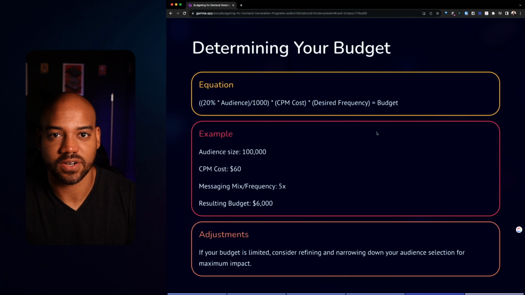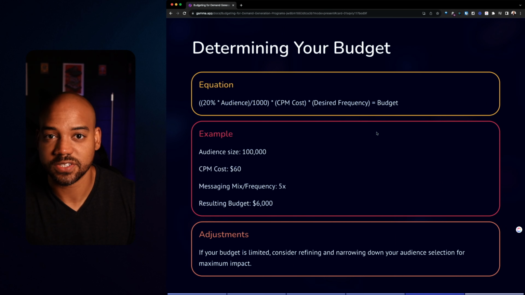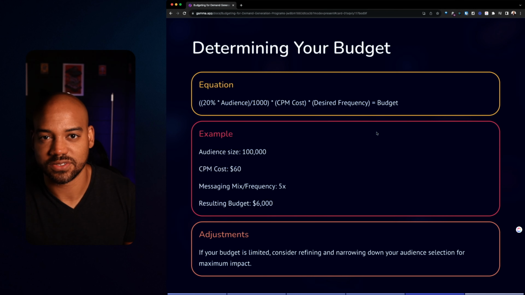So here's the equation for how you determine a demand generation budget. To walk through each of these step by step, we have our audience size times 20%. The reason we're using 20% is that you'll never get in front of your entire audience in one go. What we found is you'll generally get between 15 to 30% engagement with a specific audience at any one time, so it's best to round it to even math and use 20%. You'll have 20% of your total audience size divided by 1,000 times your CPM cost. This gives you your CPM cost to get in front of your specific audience, times your desired frequency, or in this case your messaging mix, which gives you your overall demand gen budget.